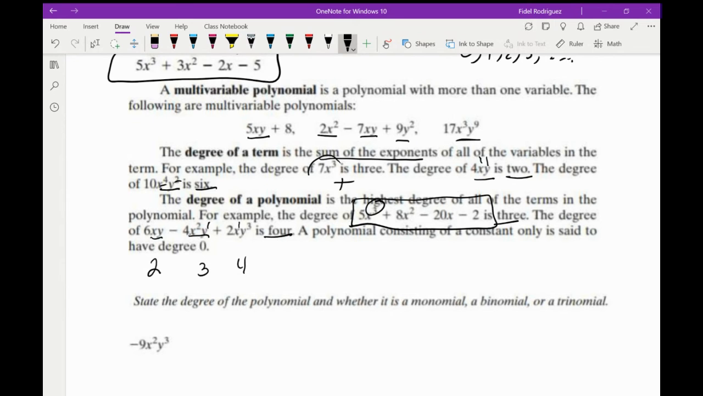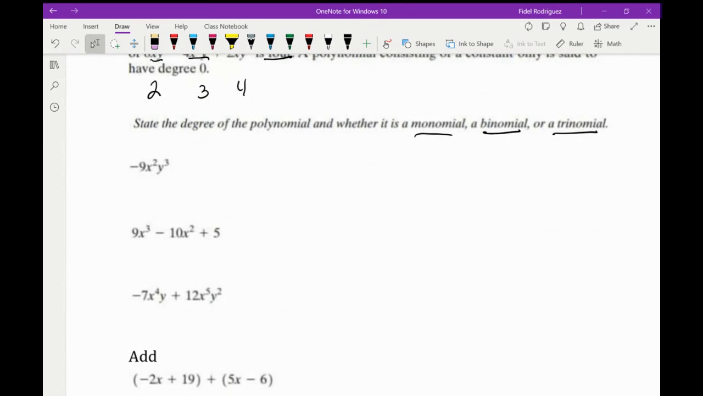And then the last part, guys, we have something called monomials, binomials, and trinomials, okay? So the first part here says, state the degree of the polynomial and whether it's a monomial, binomial, or trinomial. So the first thing we're going to do, we're going to find the degree of each of these polynomials. And then we'll answer the next part.